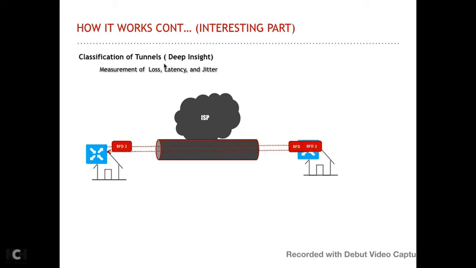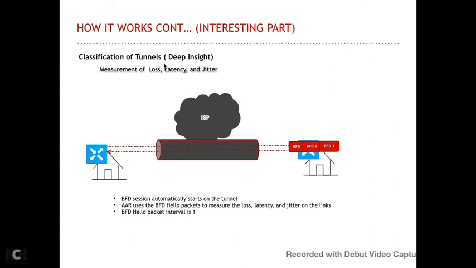In Viptela architecture, the BFD hello packet interval is 1 second by default. You can tweak that, but the recommendation is to keep 1 second because you get better accuracy of the health of the transport link, which is better for your application performance. The BFD session starts automatically; it is the default nature of Cisco's SD-WAN architecture. Once the data plane tunnel comes up over the overlay, the WAN edge routers are automatically enabled with the BFD session, and they start pumping BFD packets to measure the loss, latency, and jitter. You don't need to do anything else.